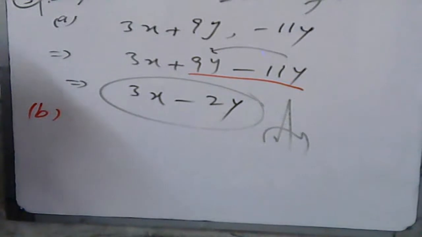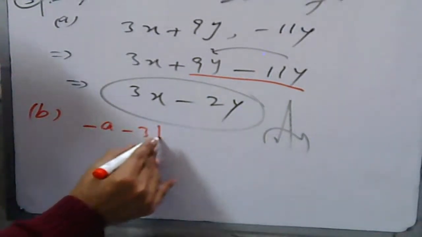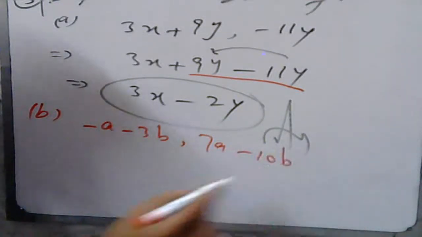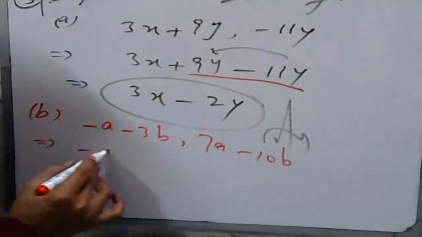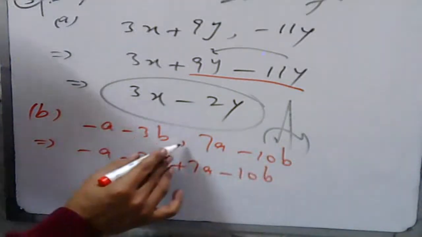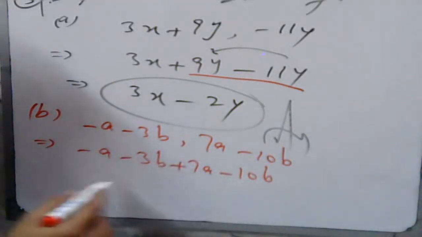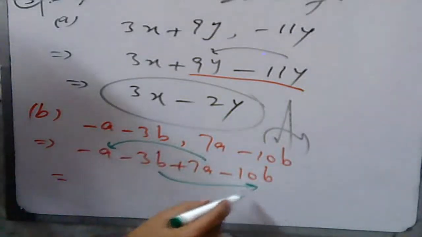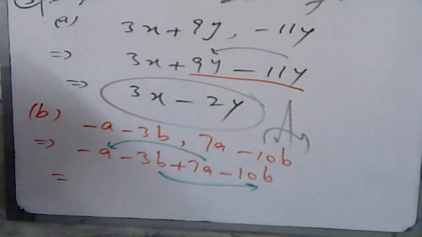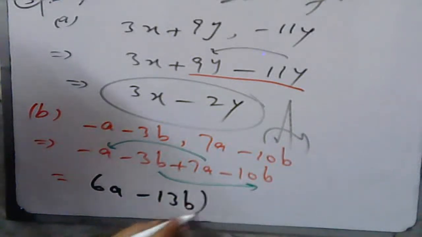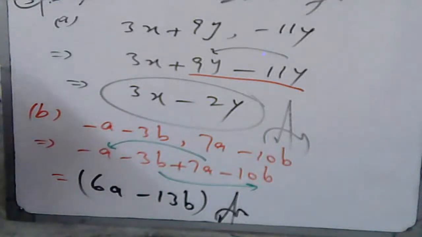Similarly in B portion you can see here minus a minus 3b comma 7a minus 10b. Now we have to find sum, that is minus a minus 3b plus 7a minus 10b. Remove the comma sign and put plus here. Very simple. Now homogeneous terms should be added and subtracted, that is a and b should be added or subtracted as per given sign. So you will get 7a minus a, 6a and minus 13b is your required result.